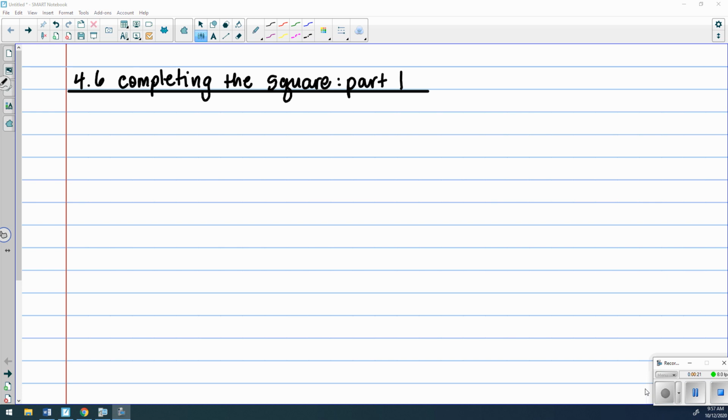But before we can complete the square, I think we need to really think about what it is asking us for. What are we completing? What is the square we are completing? Well, let's take a look at some examples.